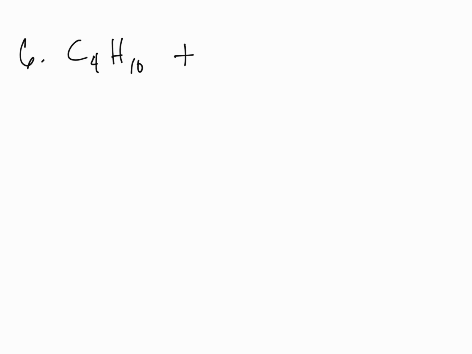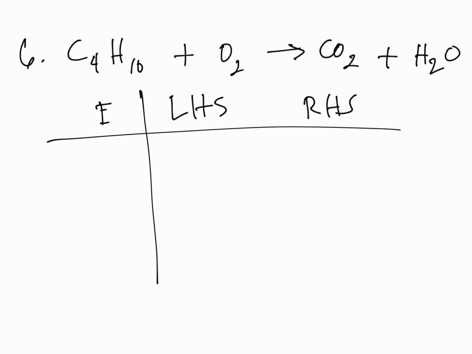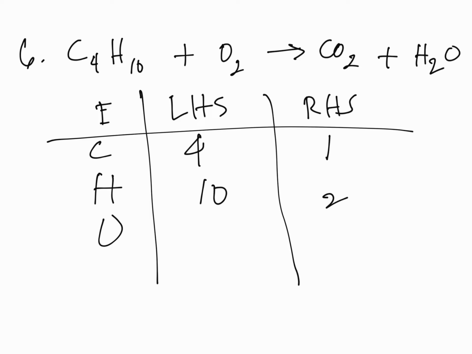C4H10. This is also a combustion reaction. Always remember that the products will be carbon dioxide and water. So we put the elements, the left hand side, then the right hand side. So first carbon, hydrogen, oxygen. For the carbon, that is 4, there is 1. Hydrogen is 10, 2. Then the oxygen is 2. Oxygen here is 2, then 1. So it's a bit complicated on this side.